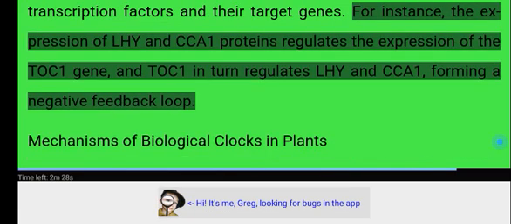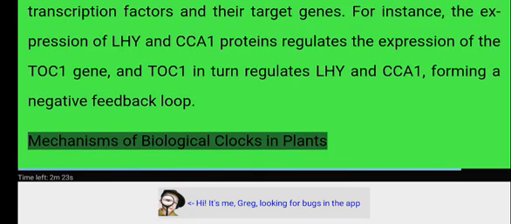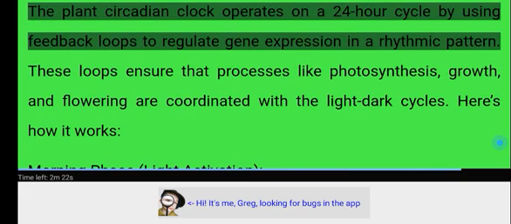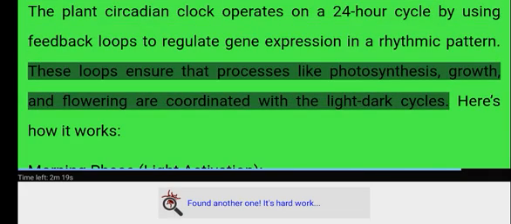For instance, the expression of LHY and CCA1 proteins regulates the expression of the TOC1 gene, and TOC1 in turn regulates LHY and CCA1, forming a negative feedback loop. Mechanisms of biological clocks in plants. The plant circadian clock operates on a 24-hour cycle by using feedback loops to regulate gene expression in a rhythmic pattern. These loops ensure that processes like photosynthesis, growth, and flowering are coordinated with the light-dark cycles.